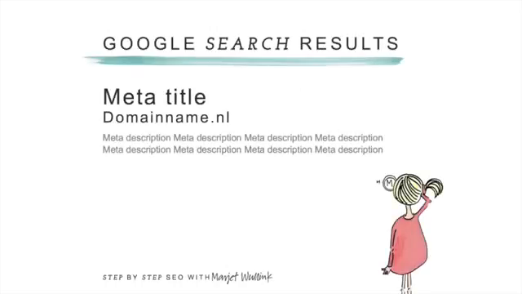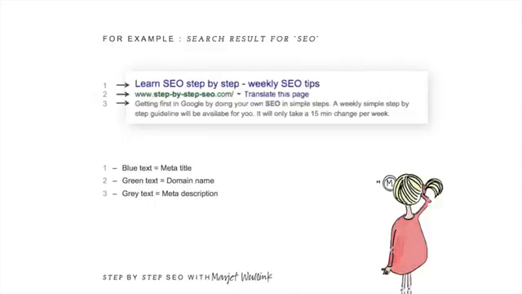A Google search result consists of 3 elements: a meta title, a domain name, and a meta description. For example, here you see a search result like you can see it in the Google search results. The first blue text is a meta title, the second green text is your domain name, and the gray text is your meta description.